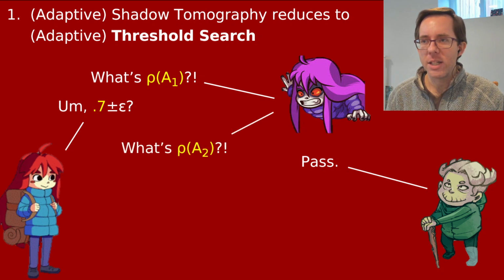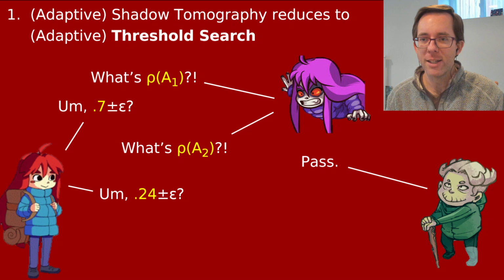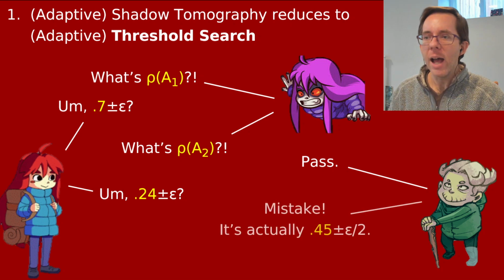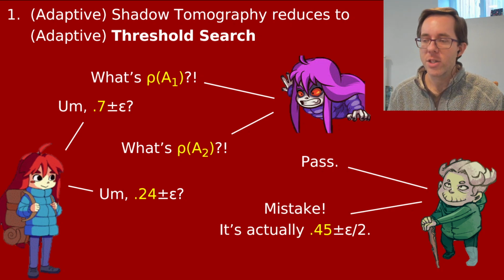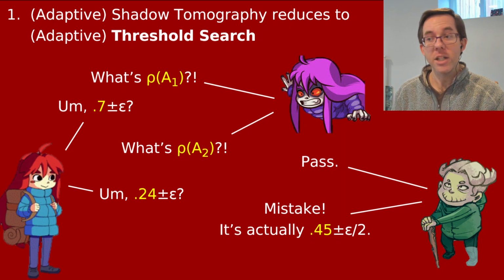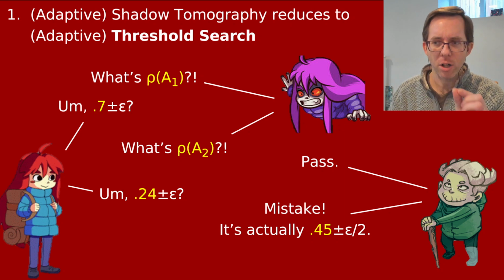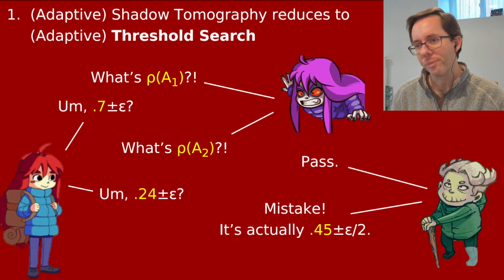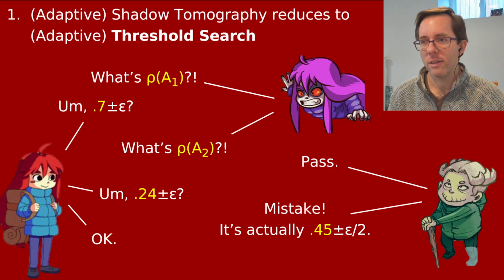Okay, so then the adversary continues the grilling and says, what's rho of A_2? And the student doesn't know very much at all. They do know that rho of A_1 is around 0.7, so that's good, but they still more or less are going to be guessing here. So let's say maybe 0.24 as a guess, plus or minus epsilon. And now we should imagine that this is actually wrong. And so when that's wrong, the teacher will say mistake, and the teacher will provide a correct value up to maybe some better tolerance, epsilon over 2. So the teacher might say, well, it's actually 0.45 plus or minus epsilon over 2. And the student says, okay.